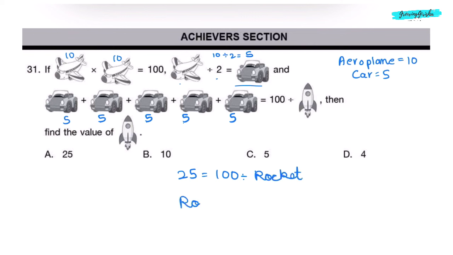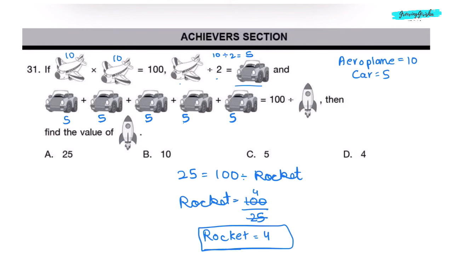So, rocket will be equal to 100 divided by 25. That is, 25 fours are 100. So, rocket is 4. Correct answer is option D, 4.